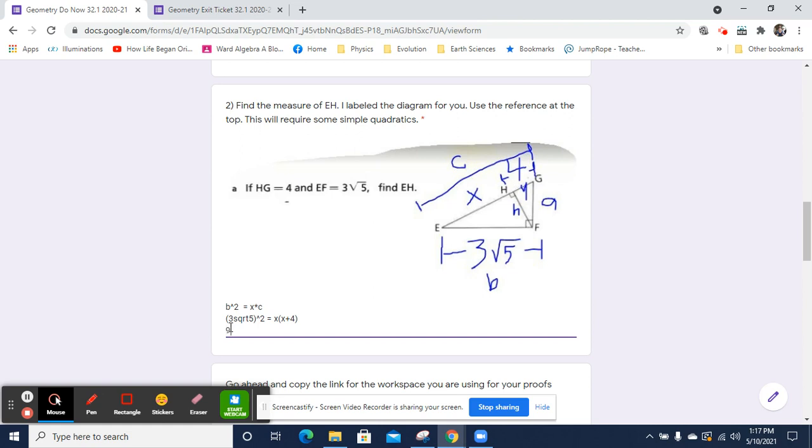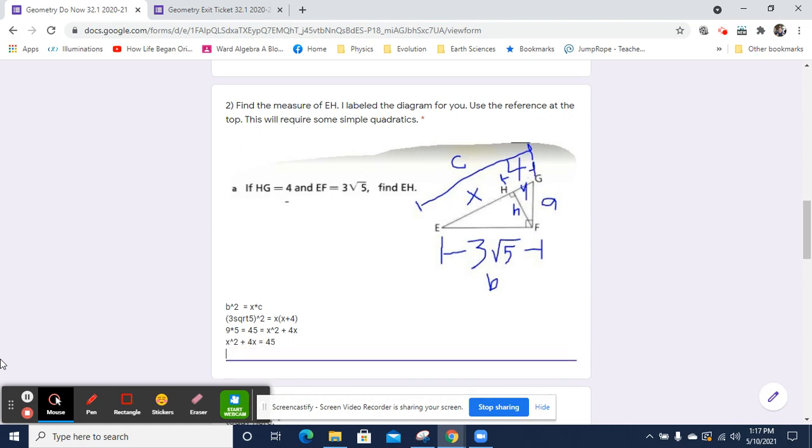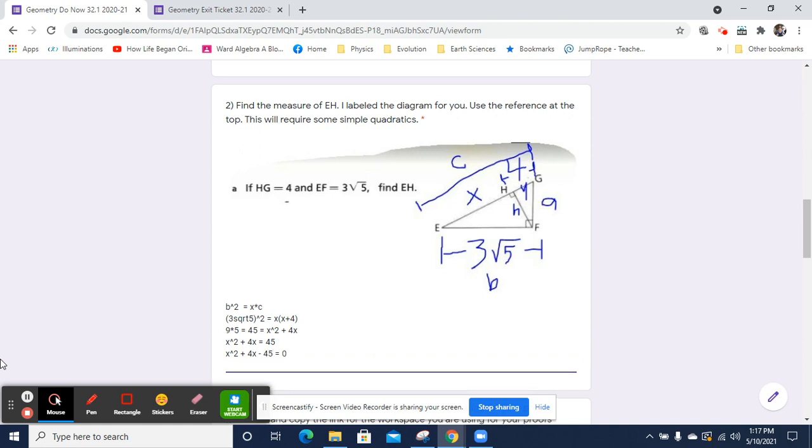Well, let's square this. So 3 squared is 9, and the square root of 5 squared is 5. So that's 9 times 5, which is 45. And over here, we're going to get x times x plus 4, or x squared plus 4x. I'm going to do it the other way: x squared plus 4x equals 45. We need to make this equal 0, so x squared plus 4x minus 45 is going to equal 0. And now we can factor this and figure out what x would be.